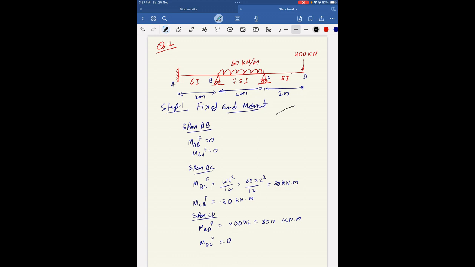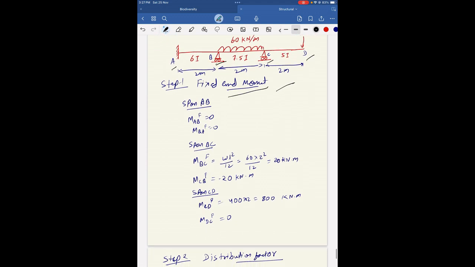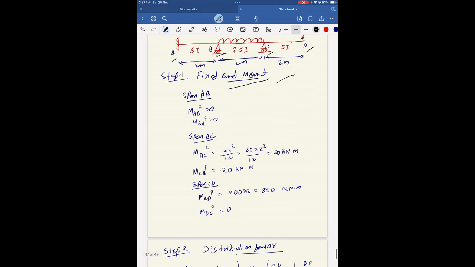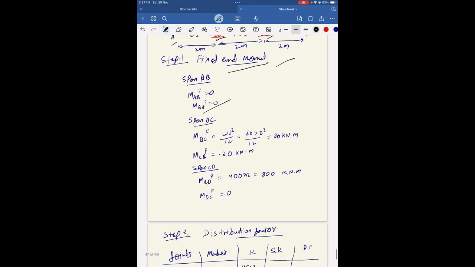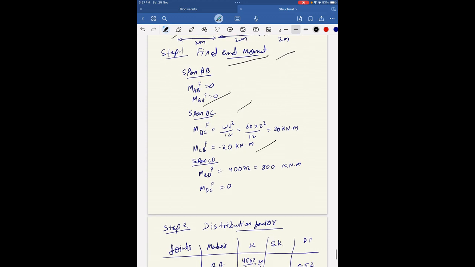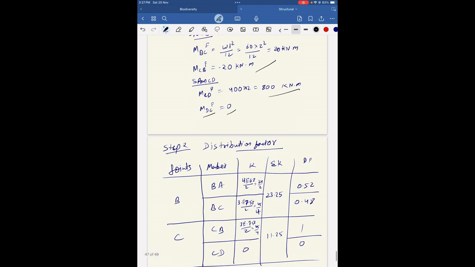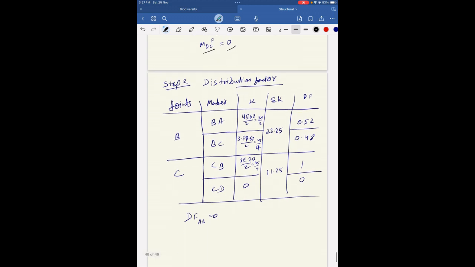Now we will see this question. So here A is fixed support, B and C are pin roller supports, and D is open. So we find the fixed moment. At AB there is no load, so fixed moment is 0. At span BC, uniformly distributed load, so there is 20 kilonewton-meter. And at span CD, D is open, so here moment is 0, and at CD we have moment of 800 kilonewton-meter. So distribution factor at CD is 0.